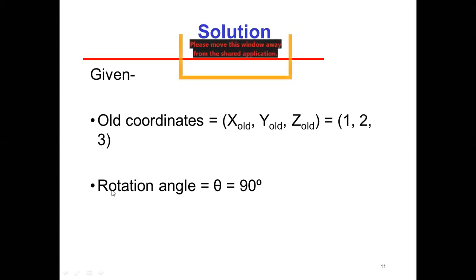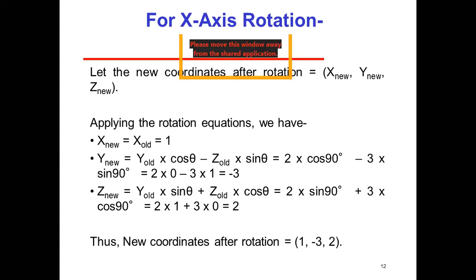Then the rotation angle theta is equal to 90 degrees. Here 90 degrees is already given, mentioned in the problem. For x axis rotation, we are going to rotate our object about the x axis. So let the new coordinates after rotation, meaning we are going to calculate the new values, x dash, y dash, z dash, that is x new, y new, z new. We want to calculate these points after rotation about x axis.